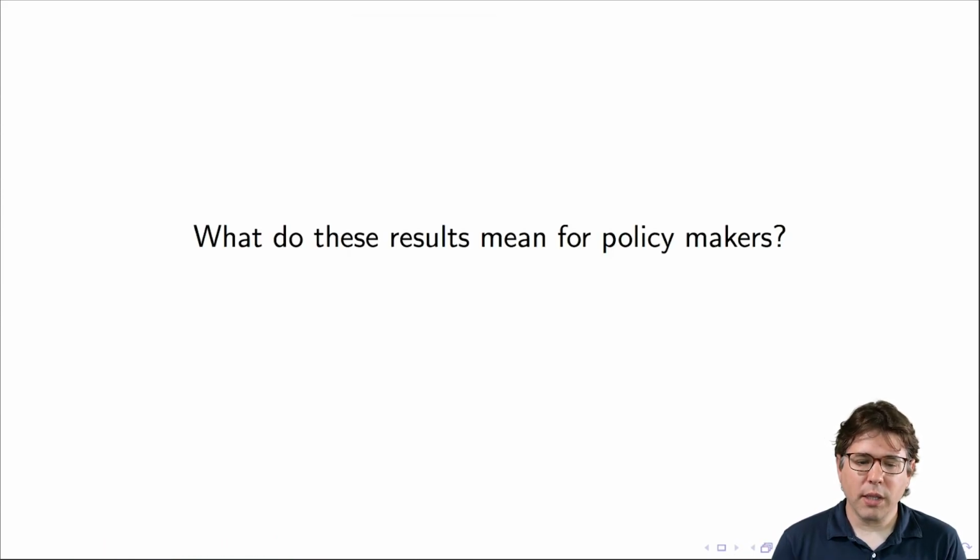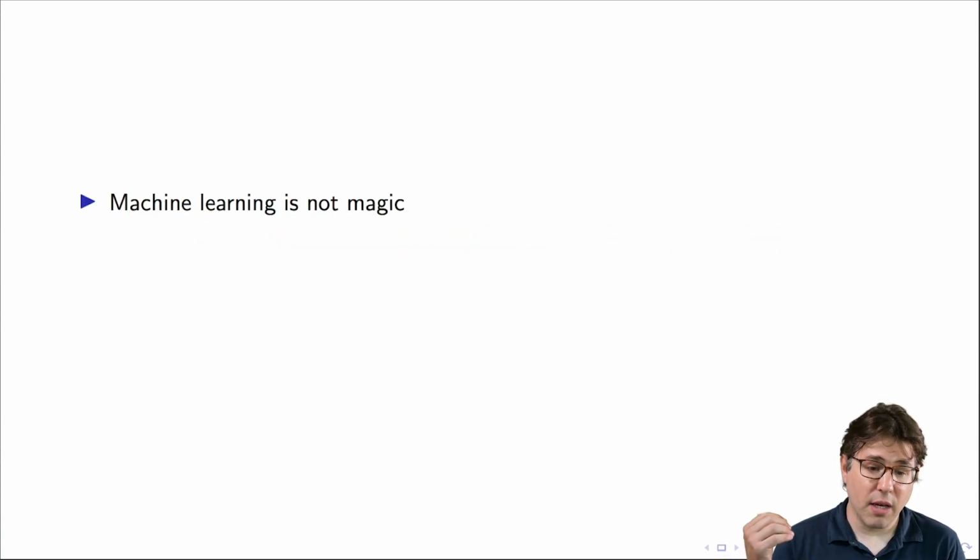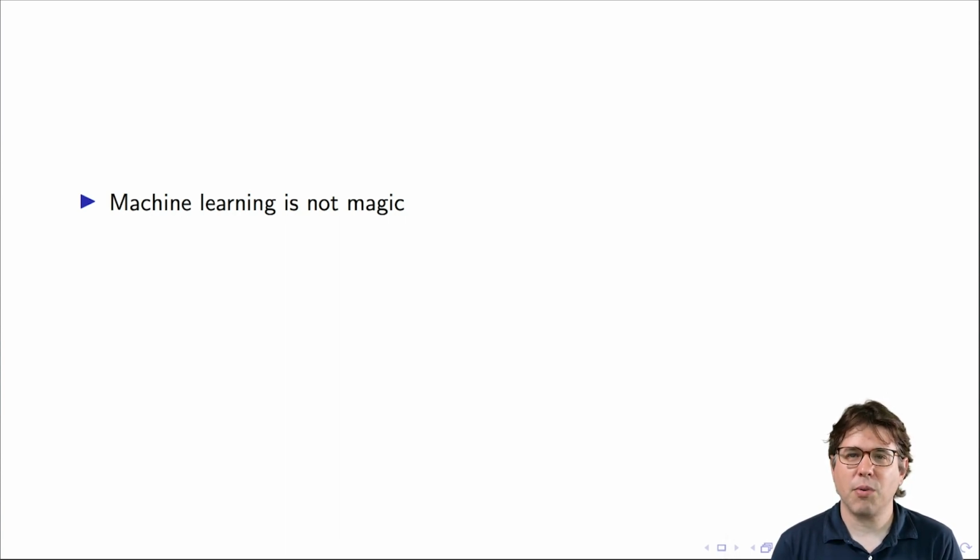So what did these results mean for policymakers? I think an important takeaway here is that machine learning is not magic. Just because you use machine learning does not mean the predictions are going to be accurate. I know that's an obvious thing to say, but I think there's a belief among some people that if machine learning is used, then the predictions must be accurate, and that's just not true.